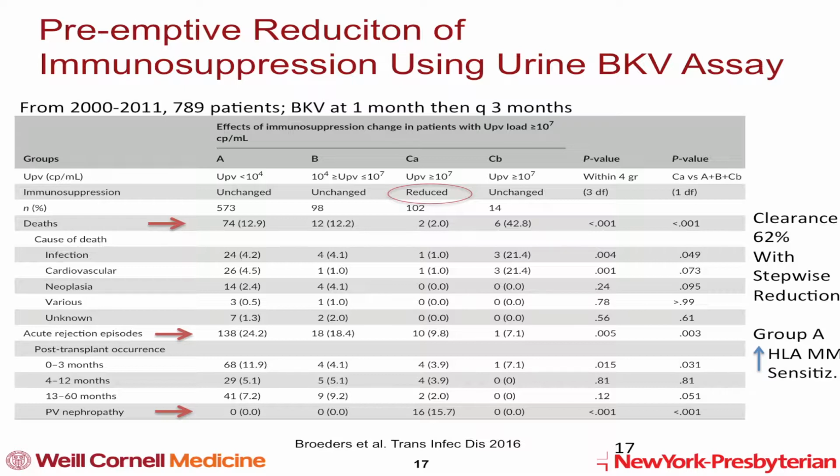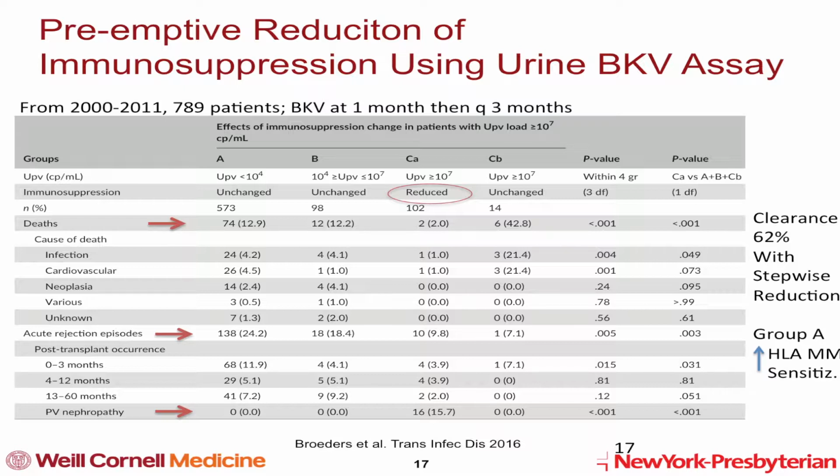Group A had viral copies that were less than 10 to the 4th. Group B had viral copies between 10 to the 4th and 10 to the 7th. And Group C had viral copies that were greater than 10 to the 7th in the urine. And that Group B was a group that had viral copies greater than 10 to the 7th, but they decided not to change any immunosuppressive therapies because they were at high risk for rejection complication.